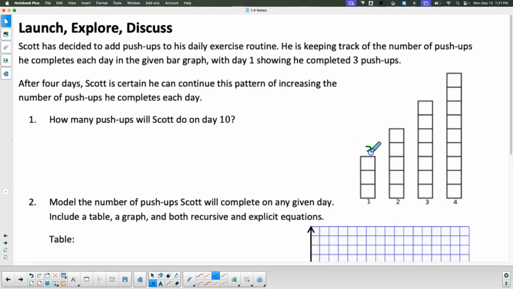How many did he do on day 2? Thought I heard somebody say 5. Day 3, how many did he do? 7. Day 4? 9. So he is showing improvement. What kind of improvement is he showing? He's getting better by 2 every day. He's doing 2 more push-ups every single day. So the question is, how many push-ups will Scott do on day 10?